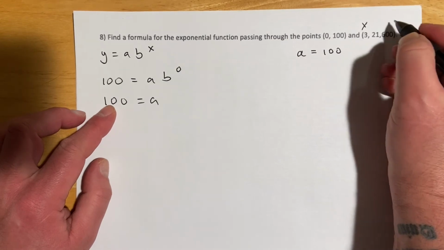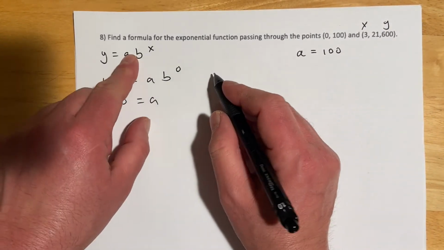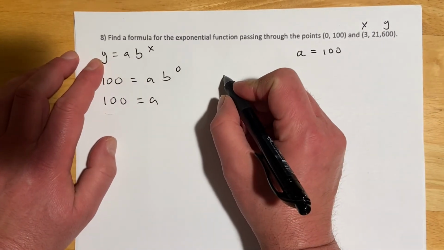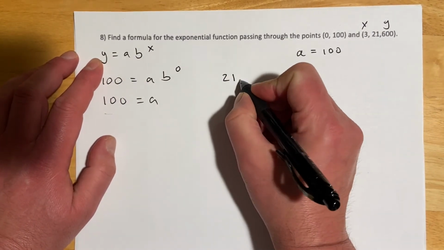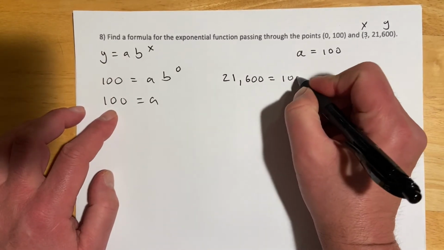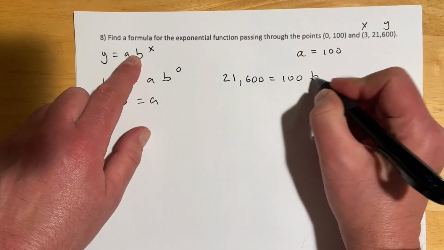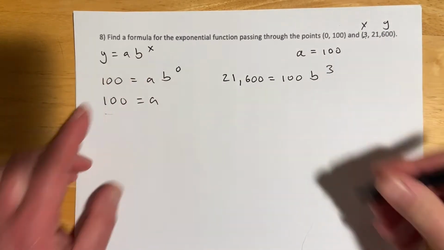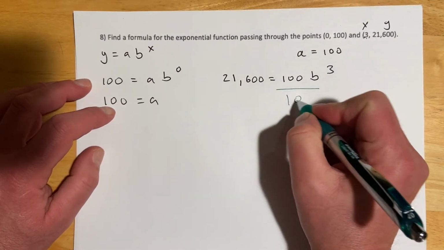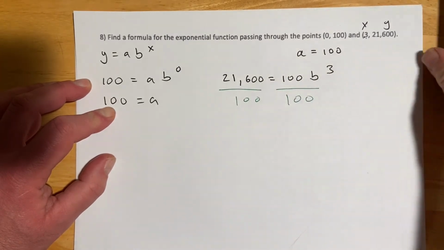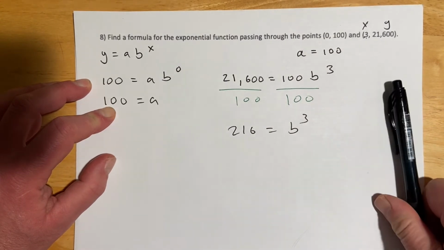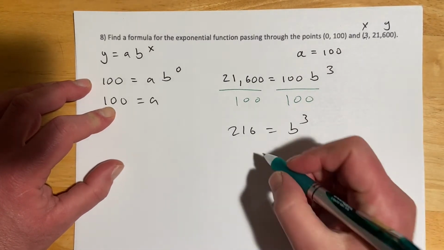And then this is an x, y right here. And so now that I know a, I can solve for b because I have another x, y to plug in. So letting y be the 21,600, and then a is going to be the 100 we just found, and then b is what we're trying to work out, and x is 3. Now I can solve for b. So divide over the 100. And that's going to leave 216 equals b cubed. And then I can cube root both sides.